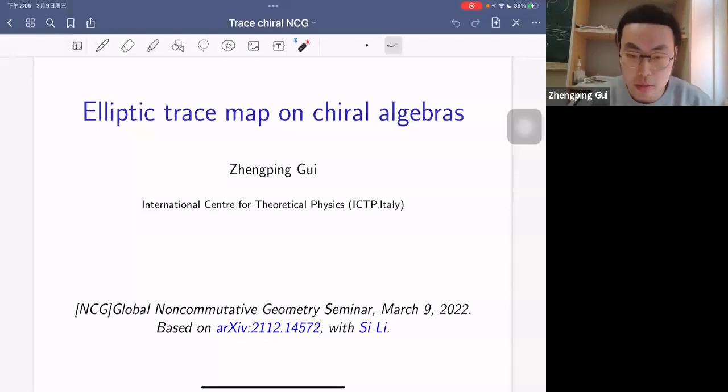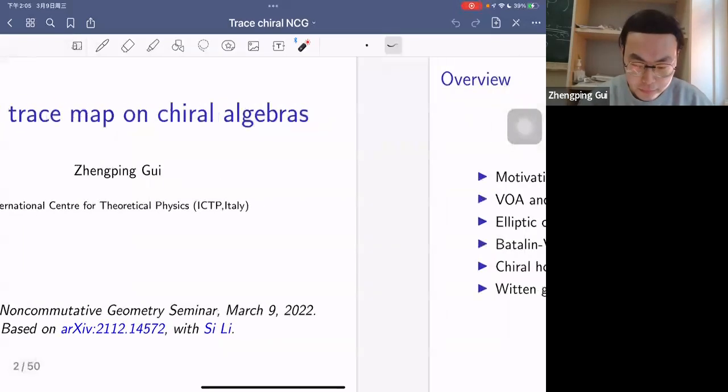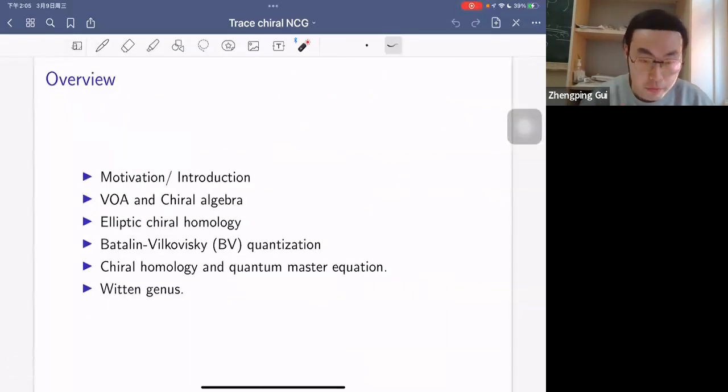Today I'm going to talk about a trace map on chiral algebras. This is based on joint work with Siri. I will first review the vertex operator algebras and chiral algebras and elliptic chiral homology. And then I will briefly review the BV quantization. And then I will connect the BV formalism and the chiral homologies. Finally, I will discuss the Witten genus.